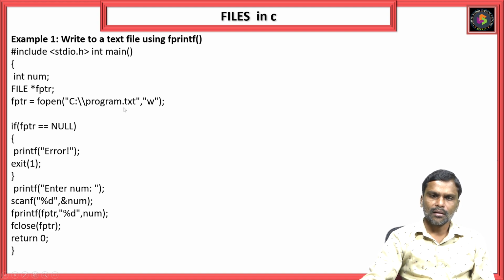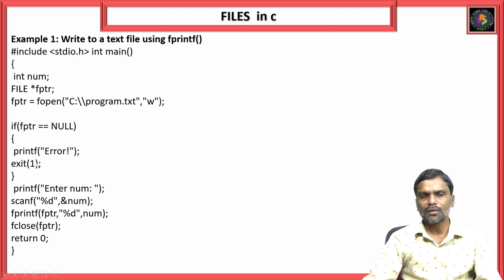Then it is in the C drive and the file name is program.txt. We are writing the file. Then if the file pointer is equal to NULL, that means there is no location of the file, then what happens? Then printf error, it gives the error. When it gives the error, we should use exit(1). Exit 1 means we will be coming out of the program. Then the remaining is as usual.